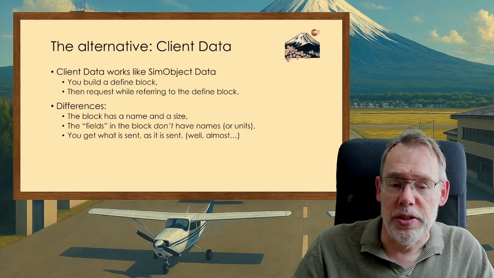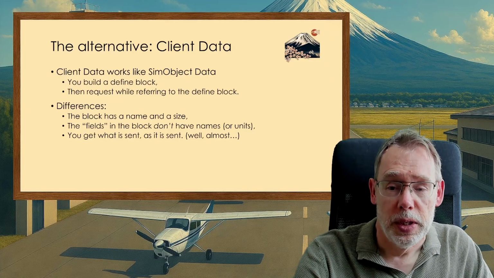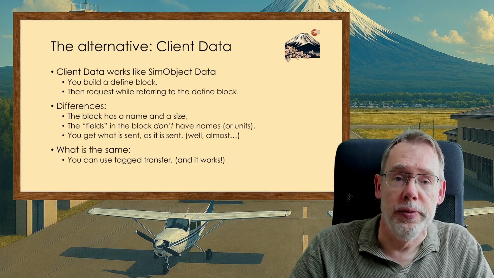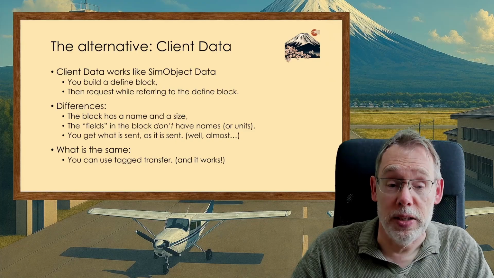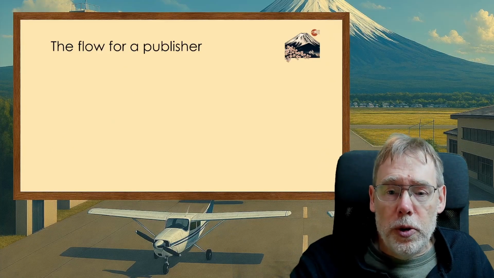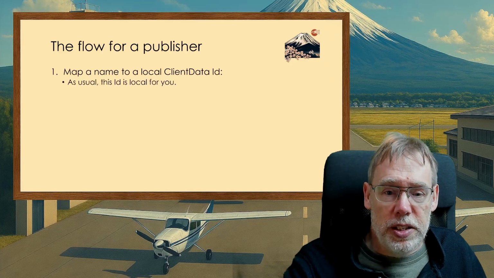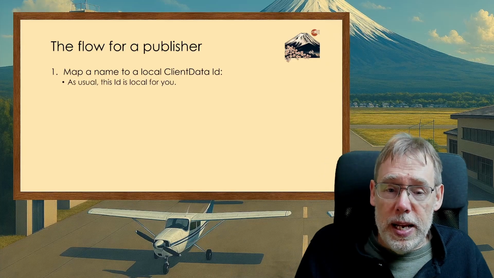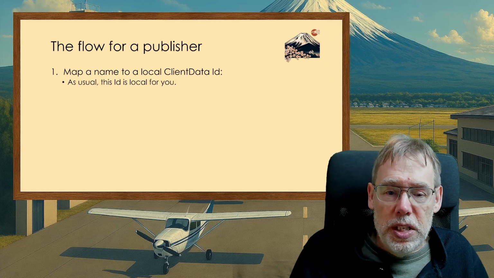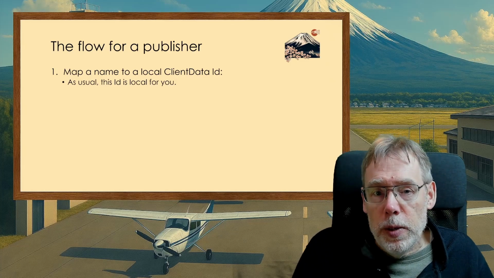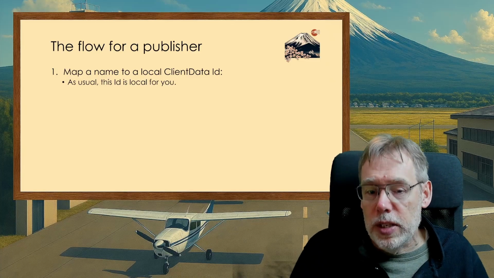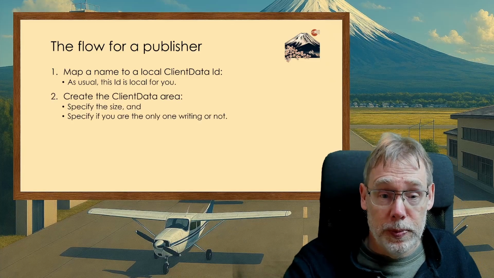But there are some things here that you can do with it. What is the same is that you can use tagged transfer. And this is the update that works, and it works very nice indeed. Now, the flow for a publisher of ClientData is that you map a name to a local ClientData ID. As usual, this ID is local for you, so anybody else who wants access to that ClientData needs to know the name. They don't need the ID, they map their own.